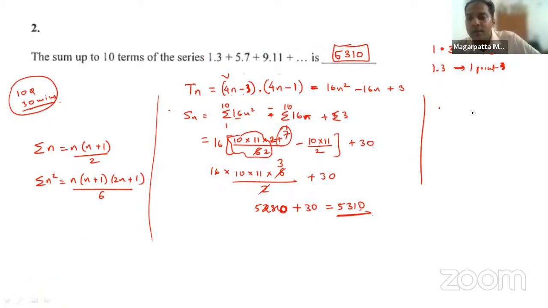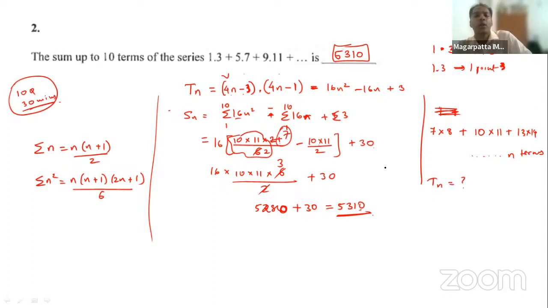7 into 8 plus 10 into 11 plus 13 into 14 and so on till n terms? How do you write a general Tn for this now? If you understood what we were doing, what I was trying to tell you.